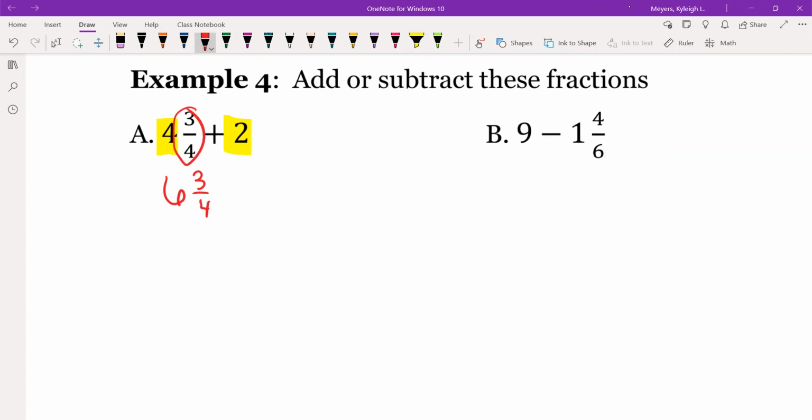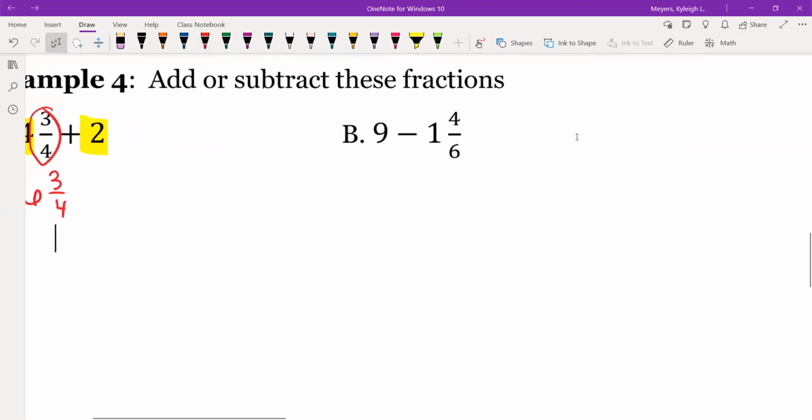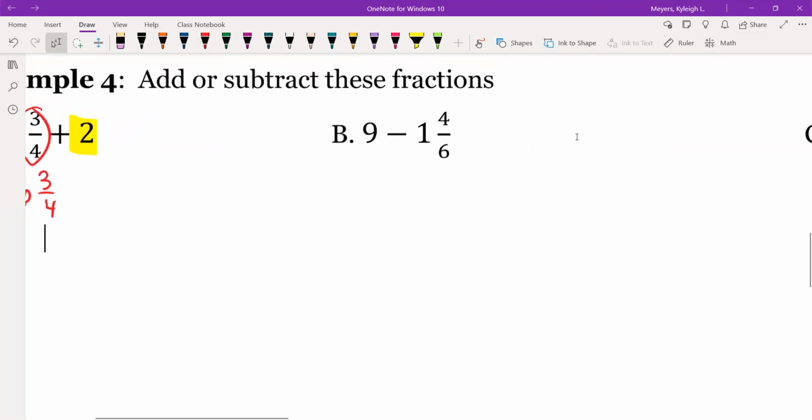But there's something a little different with subtraction. Because if I have 9 pieces and I'm taking away 1 4/6, I have to kind of make that a little nicer to deal with, right? So I'm going to take this 9 and turn it into an 8. I'm going to borrow 1, right?